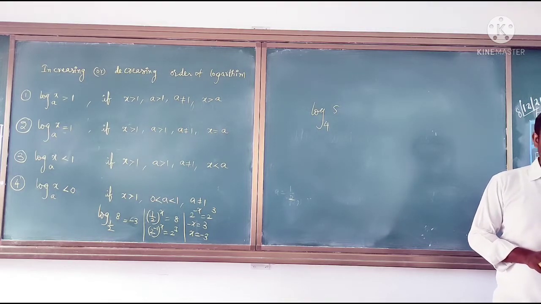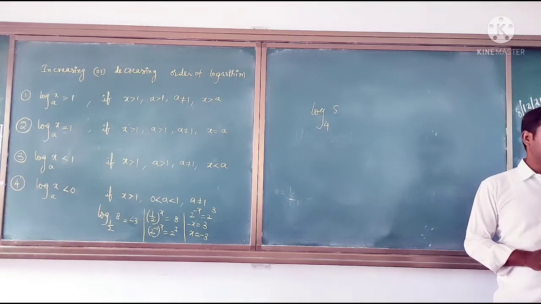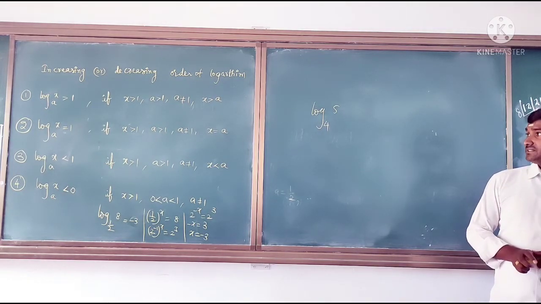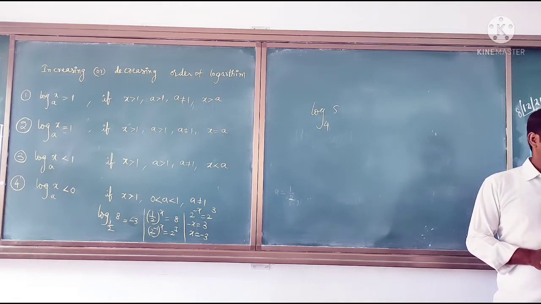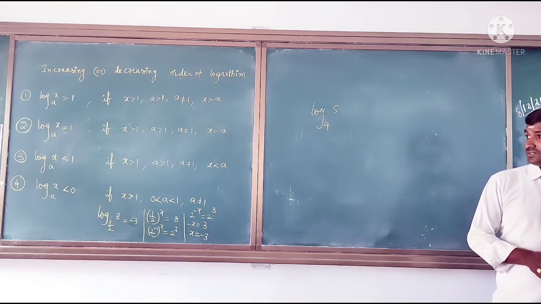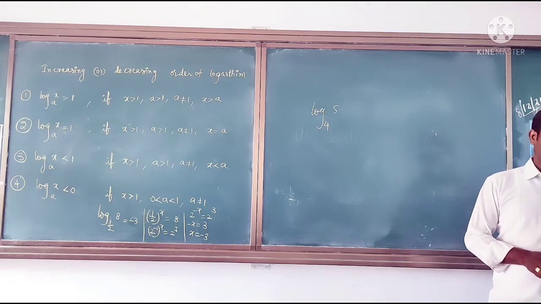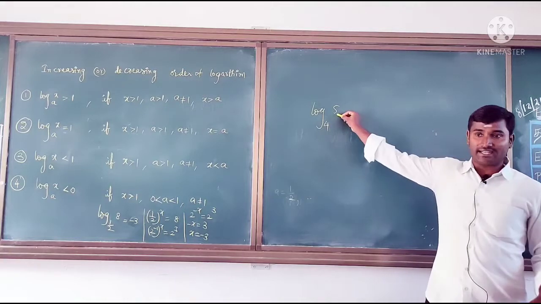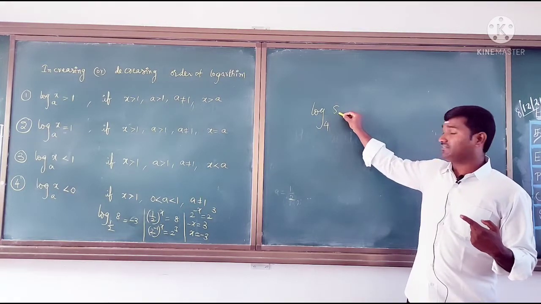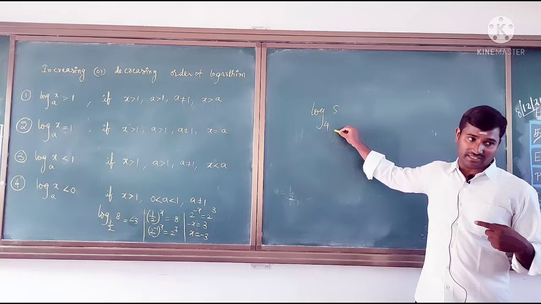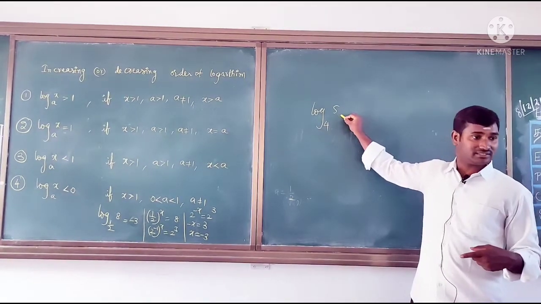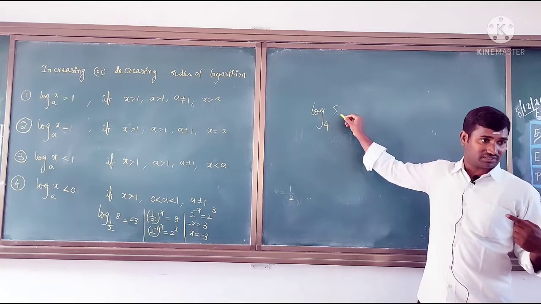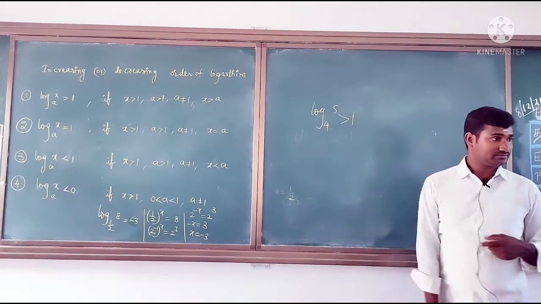First and third are both the same. x greater than 1 and x less than 1 cannot be possible at a time. First or second? Sir, first. First or third? Sir, first. So 5 is greater than 1, 4 is greater than 1, and 5 is greater than 4. So then this value is greater than 1.